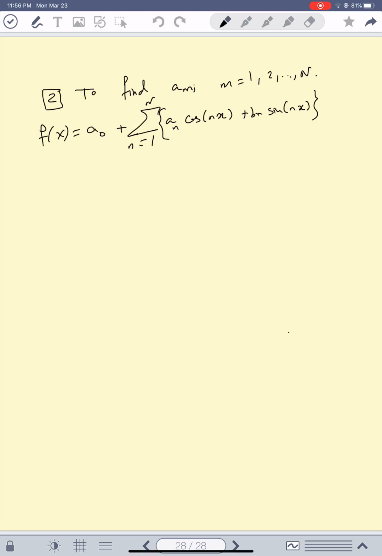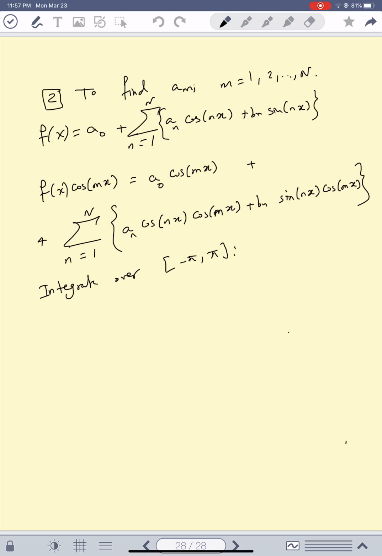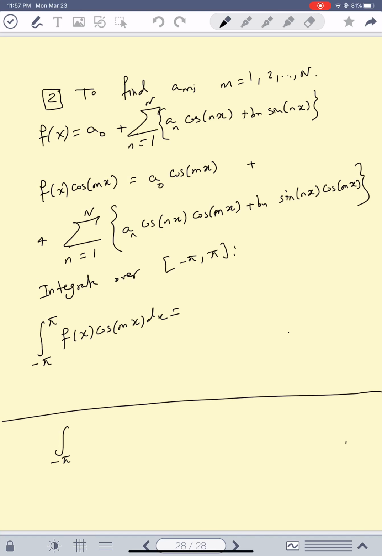Now let's integrate over the interval minus pi to pi. You will see why again. So when you integrate over negative pi to pi, on the left you will have the integral of f of x cosine mx dx. What do you have on the right? On the right the first term is the integral, so let's change the color. The first integral is from negative pi to pi. The first term is a naught cosine mx dx.